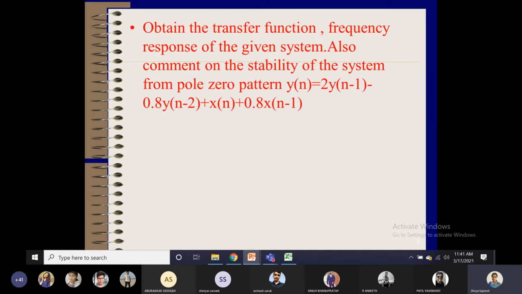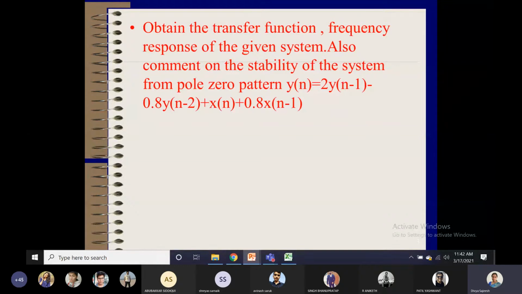So the first question was to obtain the transfer function and frequency response of the given system, and you have to comment on the stability of the system after plotting the pole zero pattern in the z plane. The difference equation of the system is given to you as y of n equal to 2 y of n minus 1 minus 0.8 y of n minus 2 plus x of n plus 0.8 x of n minus 1.